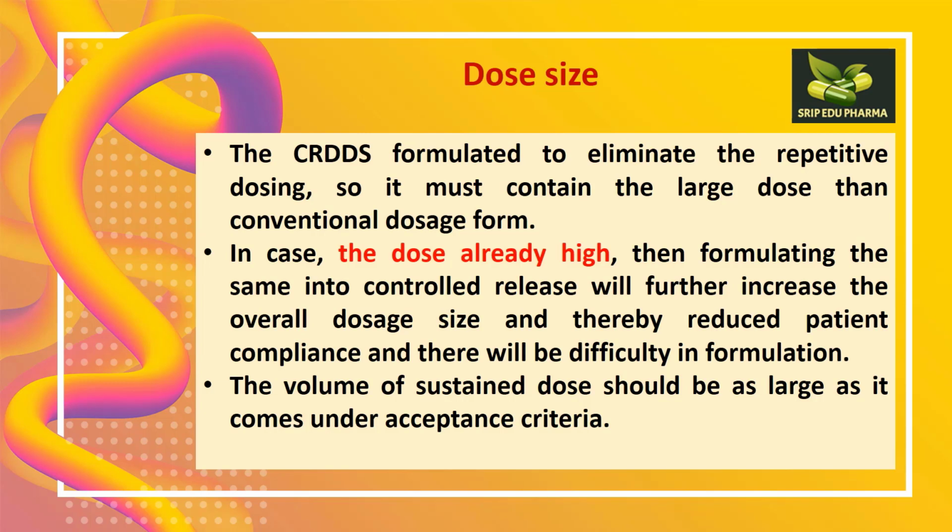dose. So if the drug has a very high dose, then the overall dose of the controlled release system will be comparatively much larger. So to avoid that, it is seen that the dose should be optimum. It should not be very high. If the drug has a very high dose, then for those drugs we don't prepare controlled release formulation.